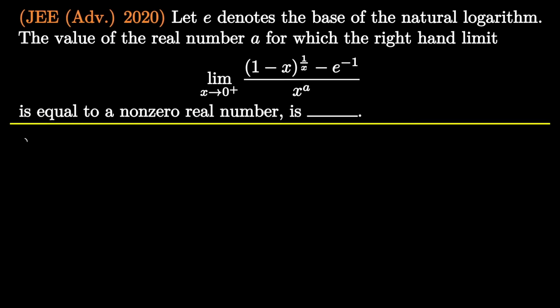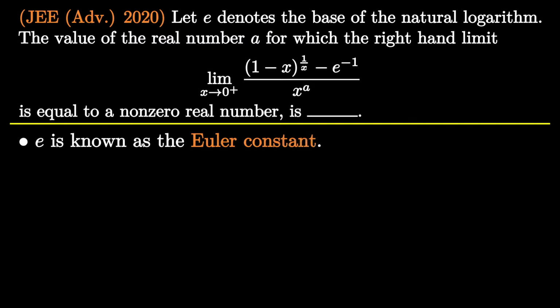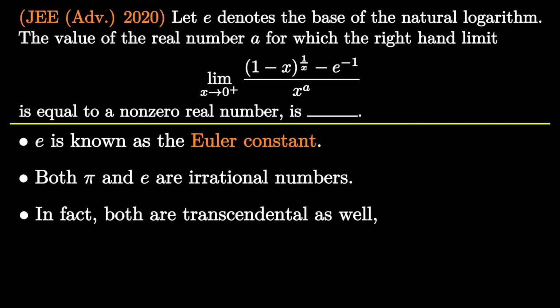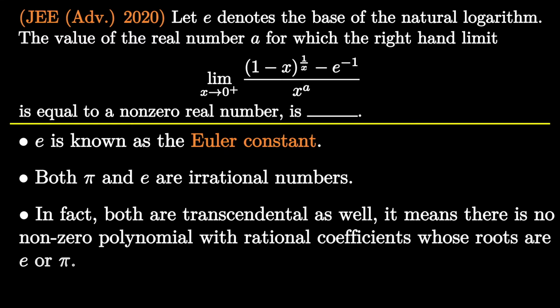Before starting the solution, let me digress a bit to give a brief introduction of e, the Euler constant. After pi, probably e is the most popular mathematical constant and there are many similarities between the two. Both are irrational numbers, not just irrational, both are transcendental as well. It means there is no non-zero polynomial with rational coefficients whose roots are e or pi. Indeed, proving these facts is not easy and this is beyond the scope of this video.